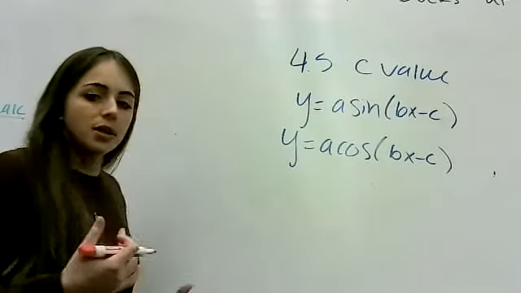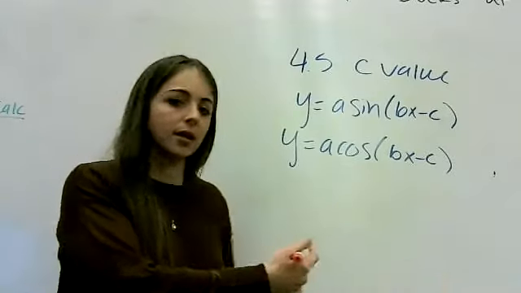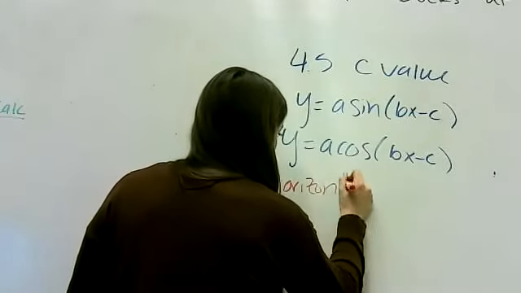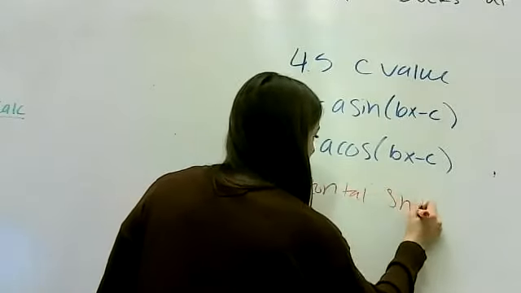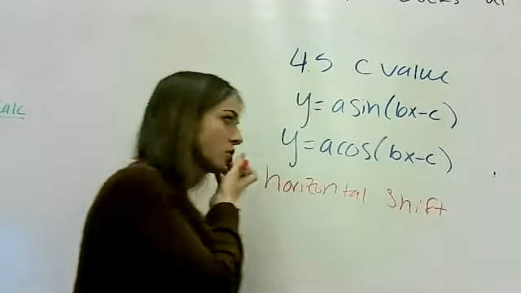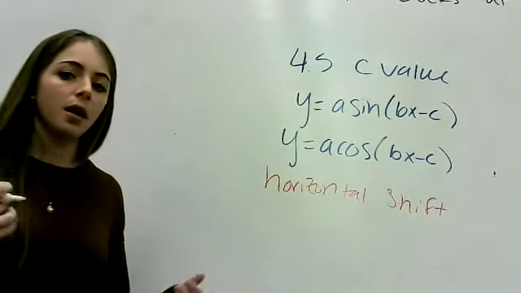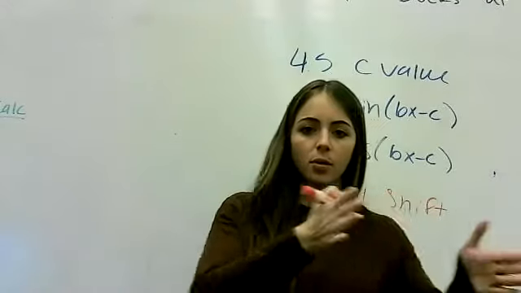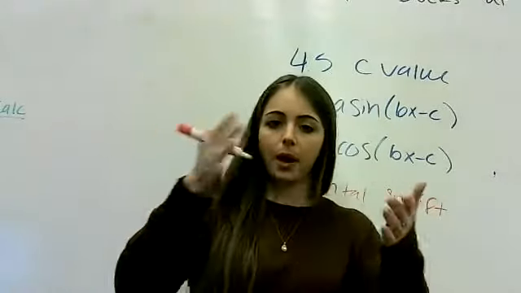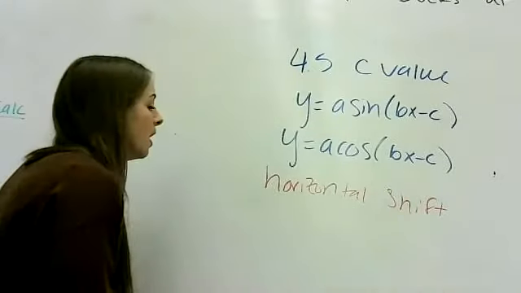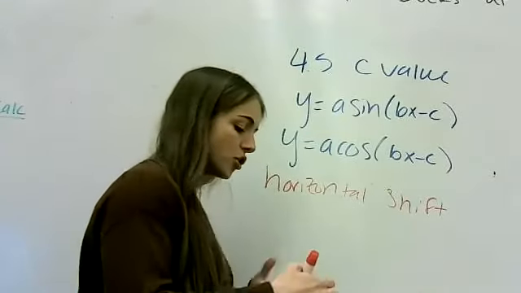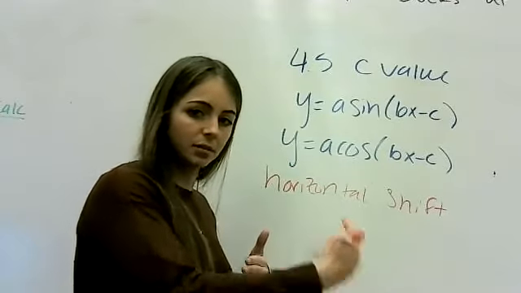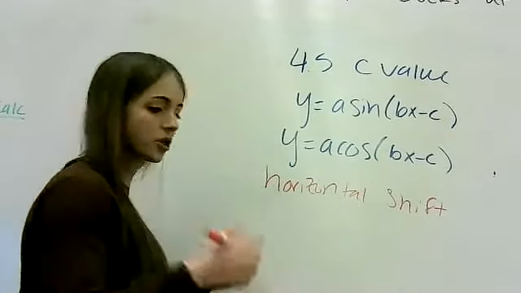What a C value does is it shifts us horizontally. So we're going to create a horizontal shift because of this. This horizontal shift is going to happen based on what that C value is. So we're either going to shift left or right. This will probably be opposite because you're looking at me the other way. But essentially, if we're shifting left and right, we're going to have new left and right endpoints, or starting points.